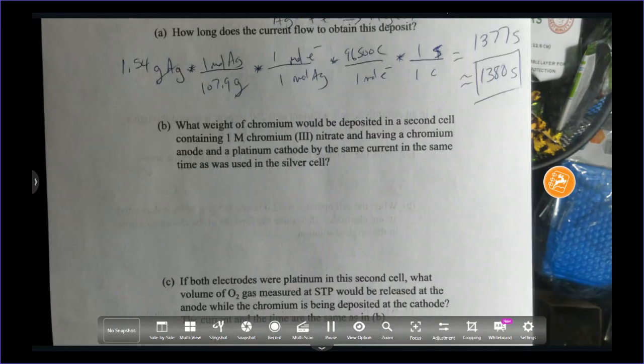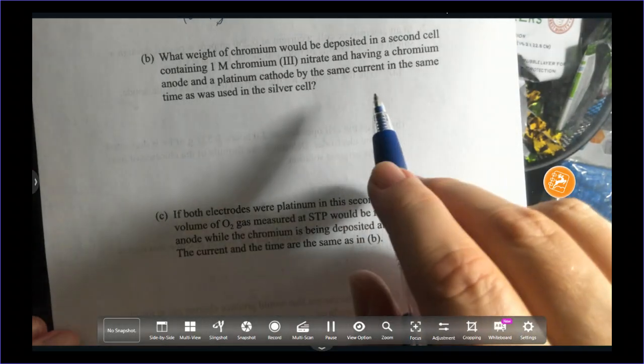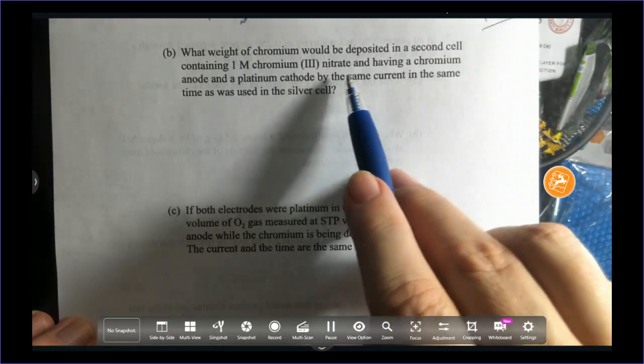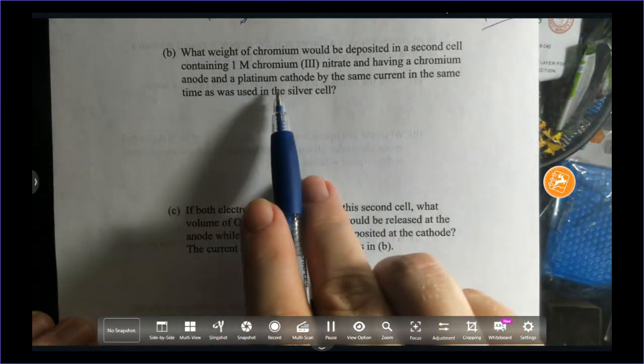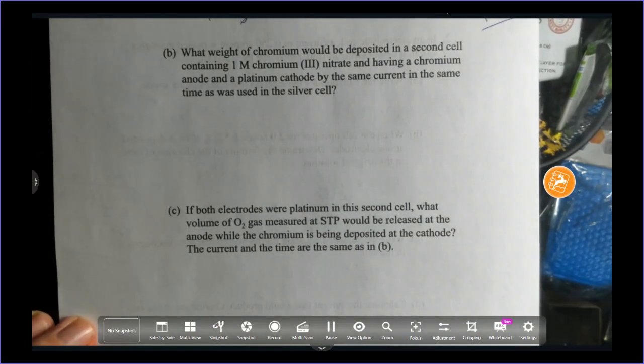All right, go. B part. What weight of the chromium will be deposited in a second cell containing 1 molar chromium-3 nitrate and having a chromium anode and a platinum cathode? So sort of the same deal here. By the same current, the same time used as the silver.